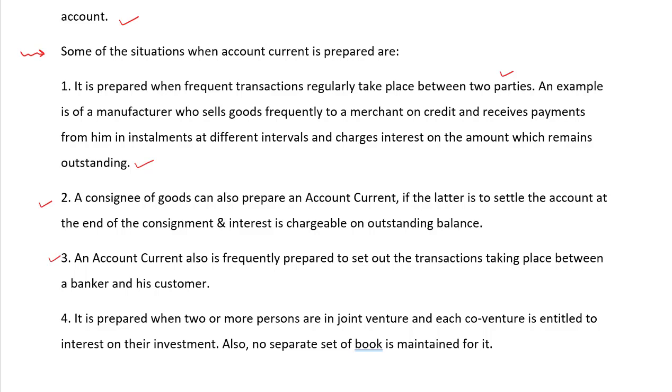An account current is also frequently prepared to set out the transactions taking place between the banker and the customer. It is prepared when two or more persons are in a joint venture and each co-venturer is entitled to interest on their investments, and also a separate set of books of accounts is maintained for it.